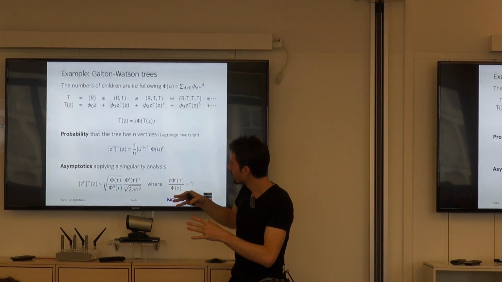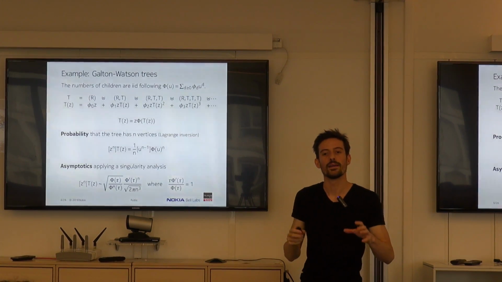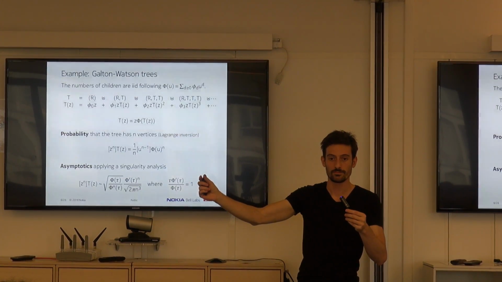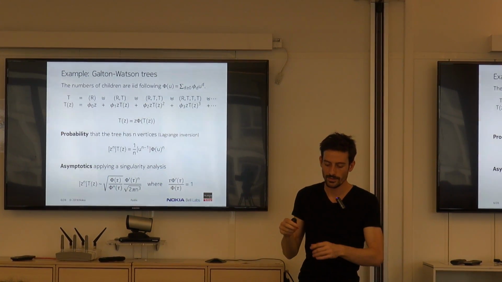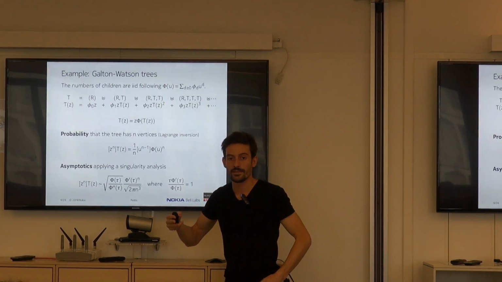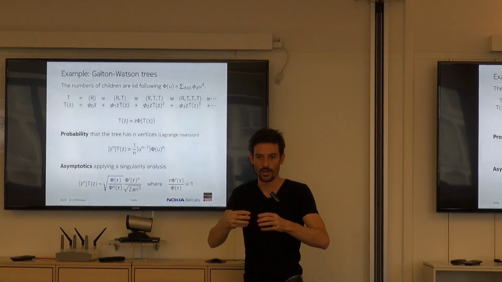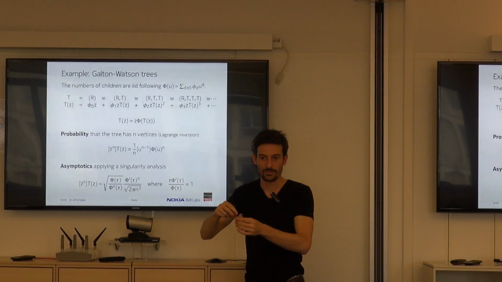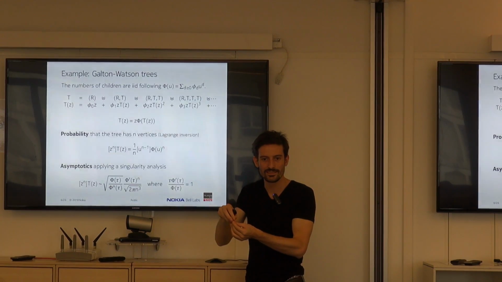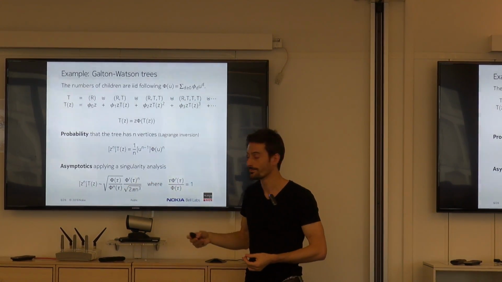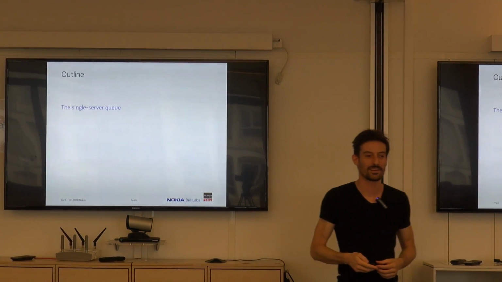So here is how singularity analysis works, very quickly. The idea is that the information about the asymptotics of the coefficients can be found near the dominant singularity of this function. So you look at this function on the complex plane. You go from 0. You look at the radius of convergence. You look at what it looks like near its radius of convergence on the real axis, and what happens there tells you things about the asymptotics. Okay, that's all I had to say about analytic combinatorics.